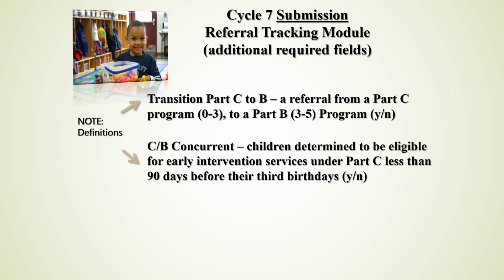Part C and B concurrent indicates the child was determined to be eligible for early intervention services under Part C less than 90 days before the child's third birthday. The child is simultaneously referred to your Part B program. The items on the next screen are only addressed if the answer to one of the items on this screen is yes. Otherwise, the answers on the items to the next screen will automatically be no.